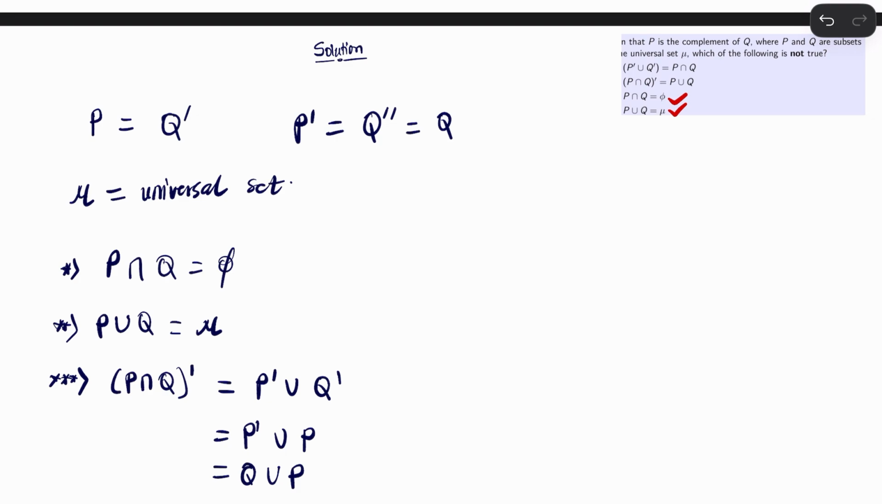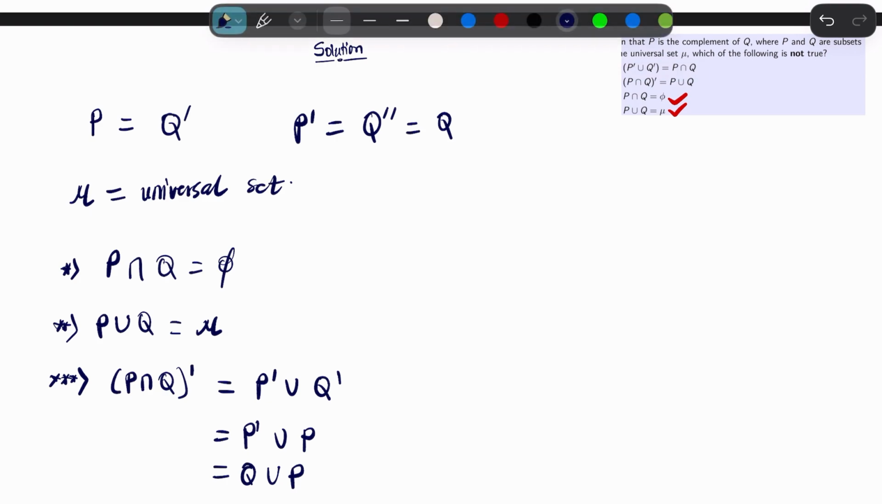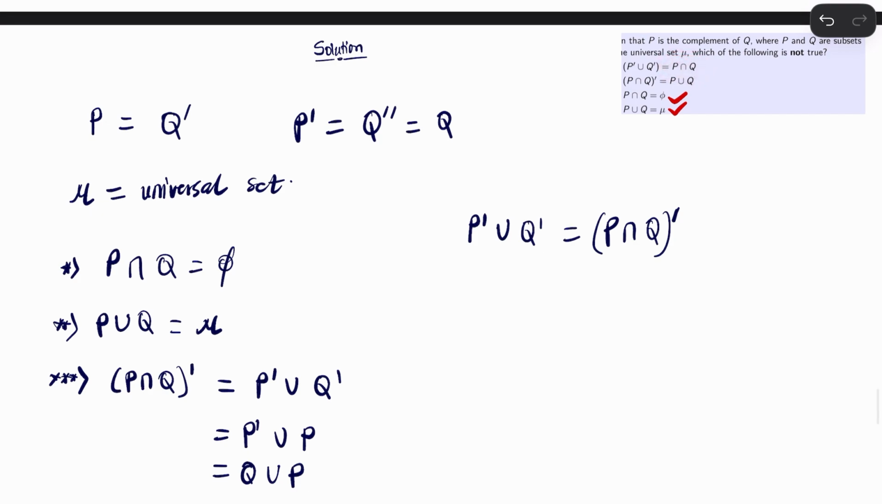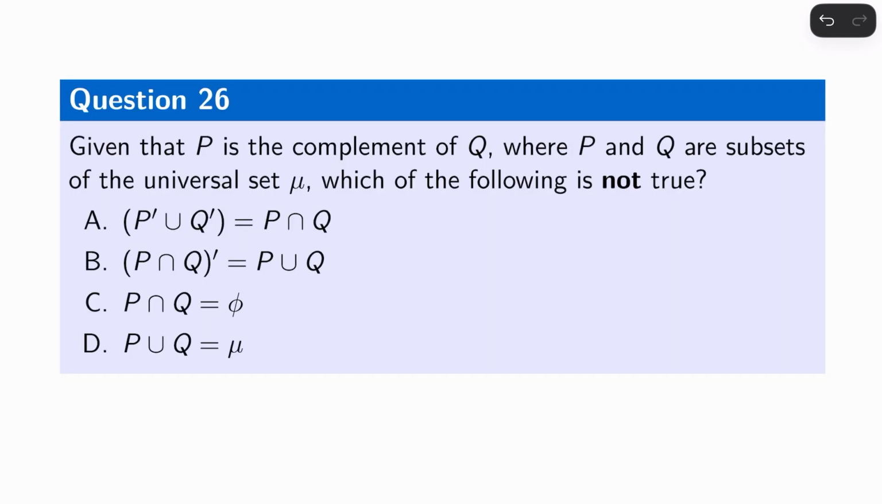And so the only one which is not correct is option A, right? Option A is not correct because we can rewrite P complement union Q complement as P intersection Q all complement, right? But here, this expression is not the same as this expression, right? And so option A is wrong. Thus, the correct option is option A.